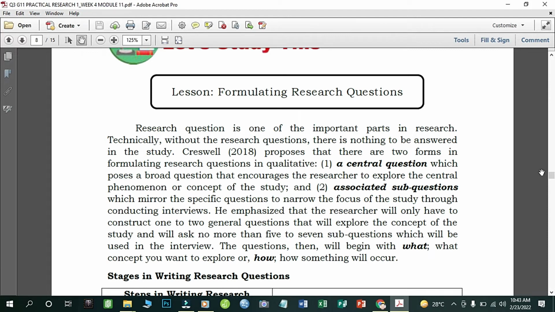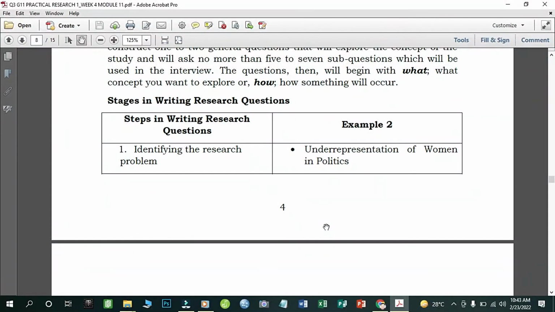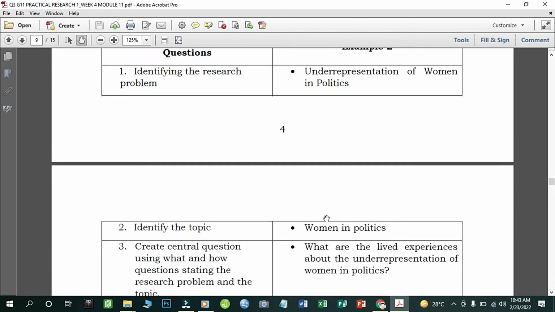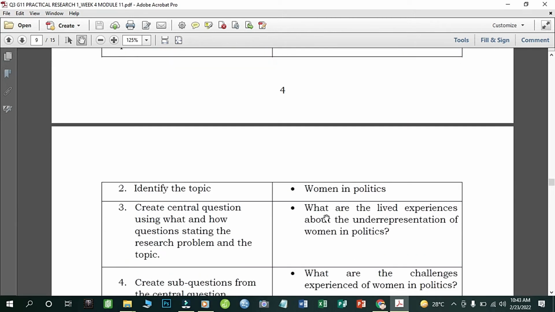Okay, so you will have these steps now. Stages in writing a research question. Number one, identify the research problem. For example, underrepresentation of women in politics. Number two, identify the topic. The topic is women in politics. Number three, create a central question using what and how questions, stating the research problem and the topic. So we have here, what are the life experiences about the underrepresentation of women in politics? This is your central question or the main problem.